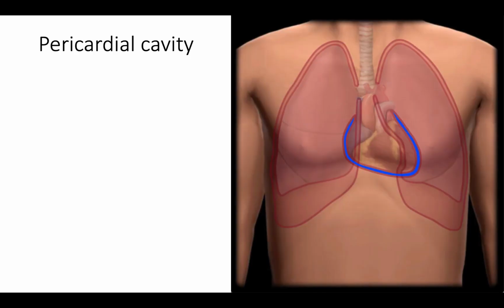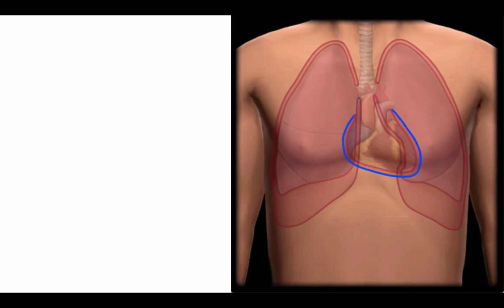So this is the pericardial cavity. It's in the mediastinum, and so the heart is inside the pericardial cavity. And the pericardial cavity is created by 2 membranes, a visceral pericardium and a parietal pericardium. The outside here is the parietal pericardium.